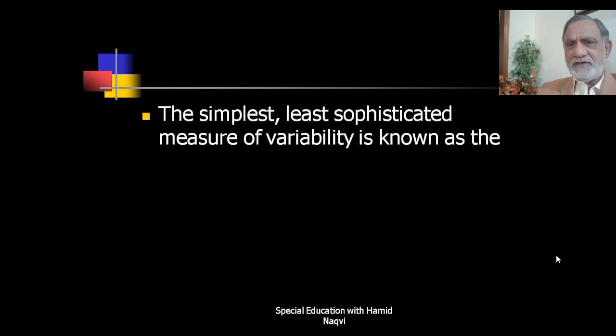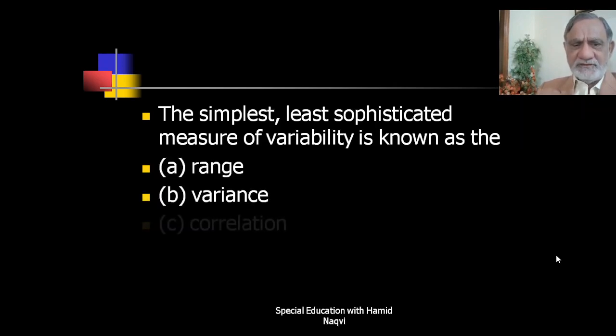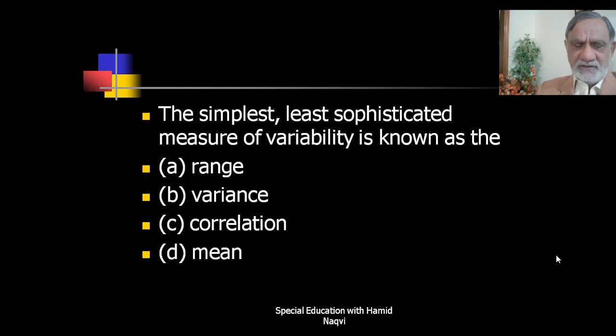The simplest, least sophisticated measure of variability is known as range, variance, correlation, or mean. Correct is the first one, that is range.